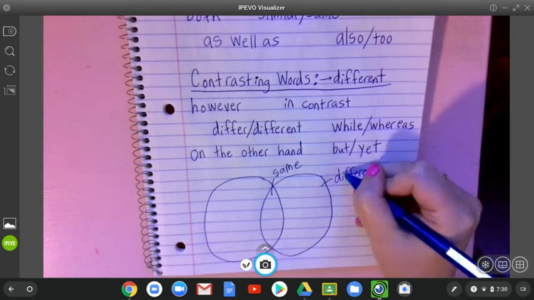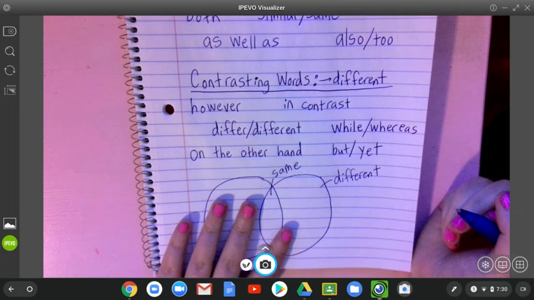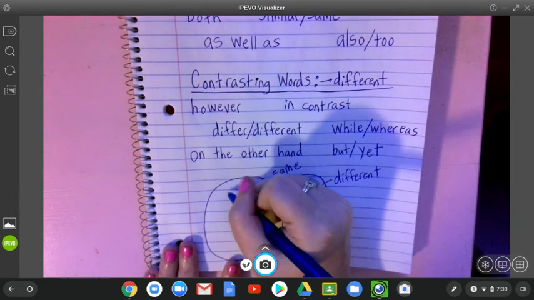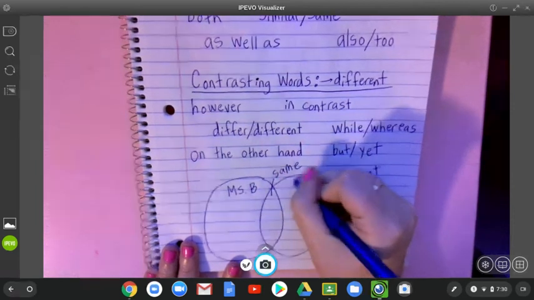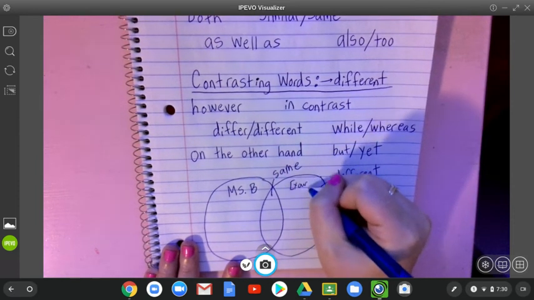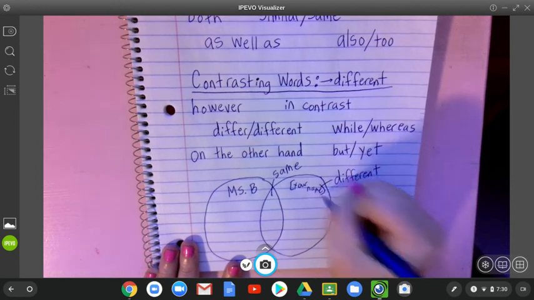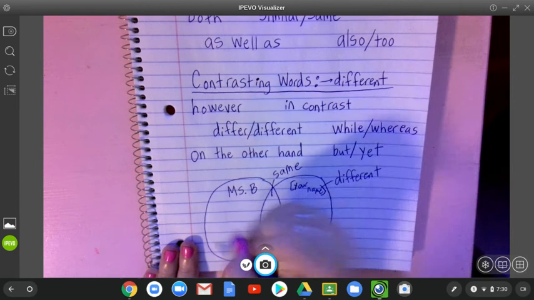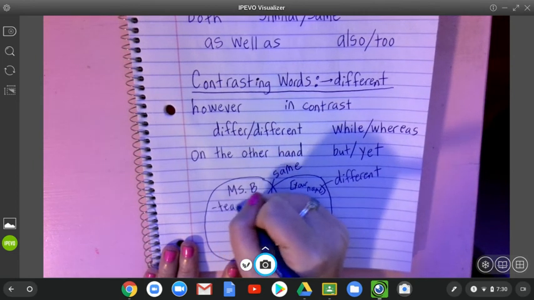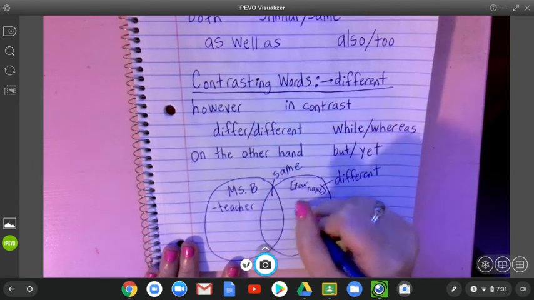We have not read the text to take notes on here, but I'm just going to use an example. Let's say we're going to compare me and you. You can write Miss B in one, and then why don't you write your name in the other box? Okay. Let's say, well, Miss Bergstrom is a teacher, whereas I am a student.